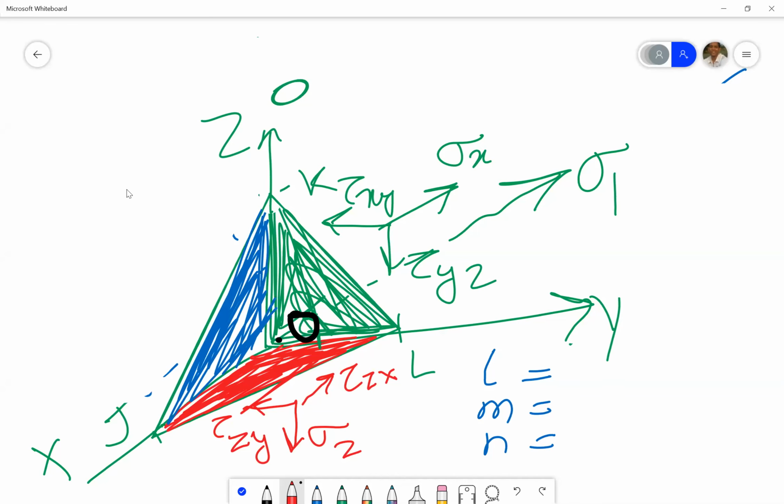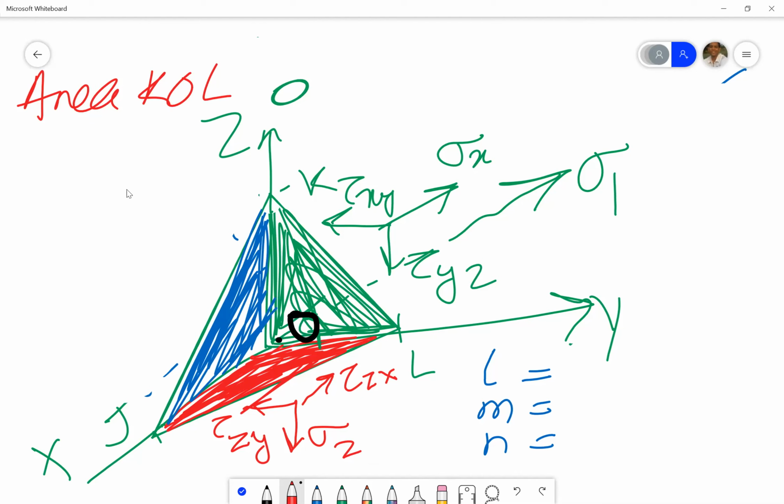The first is the area KOL. Can you identify area KOL? The green area. Area KOL means the area hatched as green. Okay, that is the green area, the area KOL. What will be the area of that KOL?